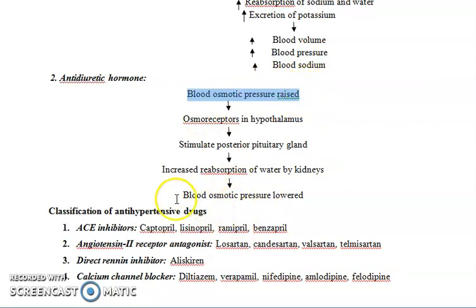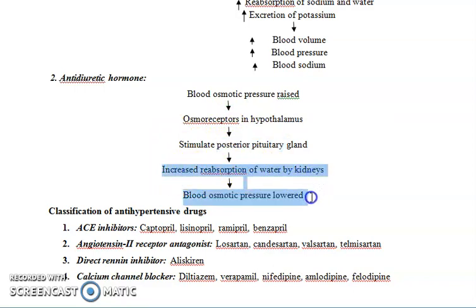So here, because of the release of antidiuretic hormone from the posterior pituitary gland due to osmoreceptors, the antidiuretic hormone will cause increased reabsorption of water by the kidneys, and so finally the blood osmotic pressure is lowered. I hope all of you have understood what is hypertension, what are the types of hypertension, followed by control of hypertension, which is done by two methods, that is short-term control as well as long-term control of hypertension. Come to the next one.